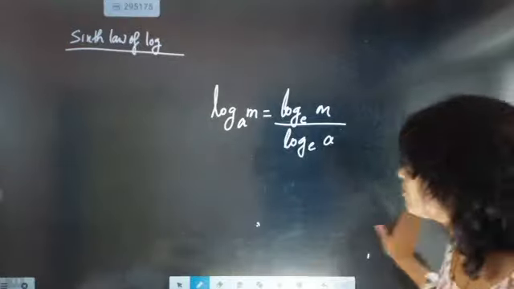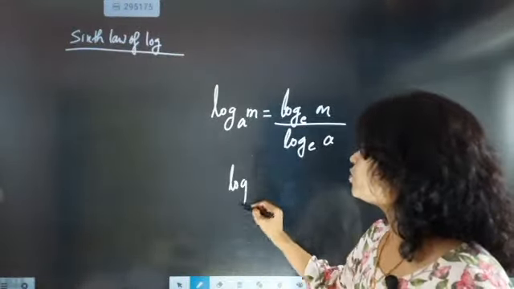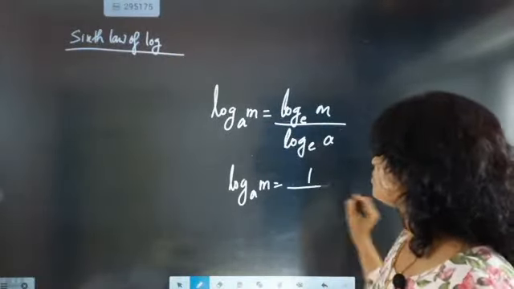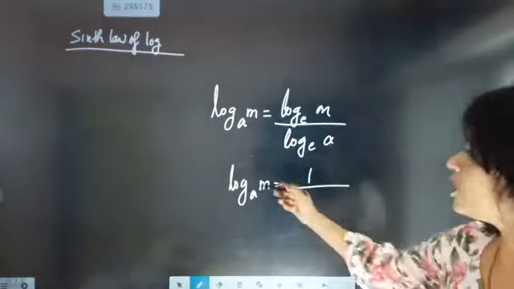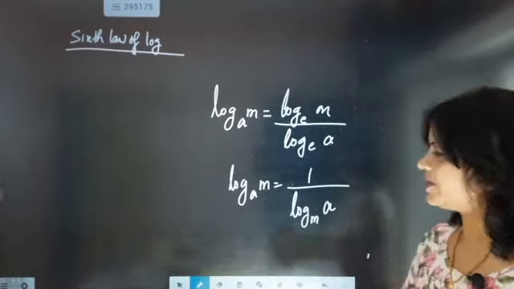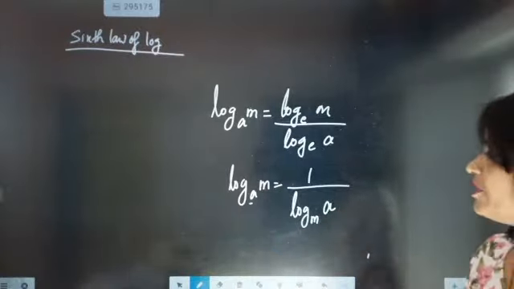Now another important property in this same part is, if I don't want to create any change, then the moment I take the reciprocal of this one, log m will be here and a will be here. Now see the change in the location. Here base a and m is there, here m and a will become.